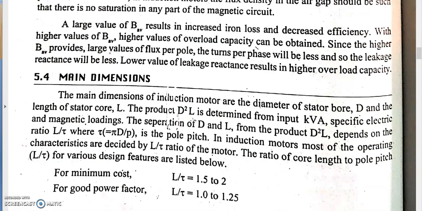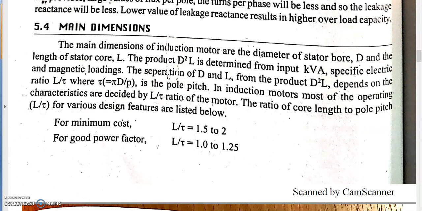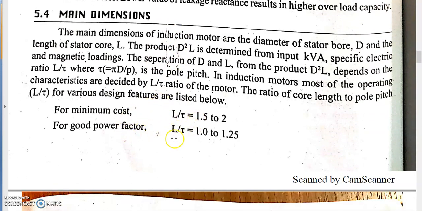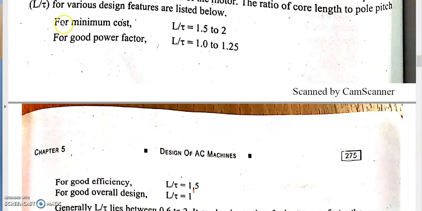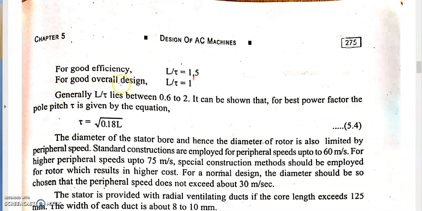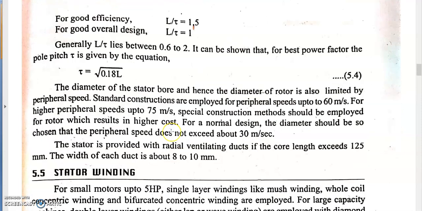The main dimensions we have already discussed in the previous video lecture. We have found out D square L, and this D and L from the D square L term will be separated out based upon the values of L by tau ratio for different criteria in the machine: minimum cost, good power factor, good efficiency, good overall design, and for best power factor. So we have the values of L by tau, where tau is pi D by p. So we will get the relationship between D and L, and then that will be substituted in the D square L term to separate out D and L, the main dimensions of the induction motor.